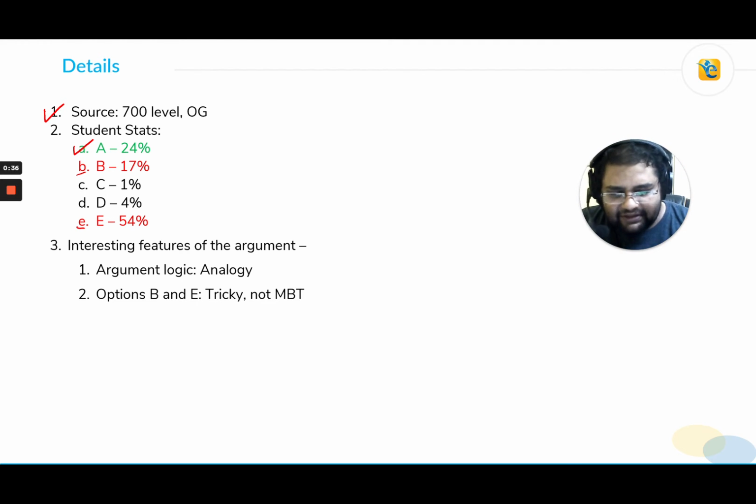Now, what makes this question very, very interesting and unique? It is the logic that's at play here. This particular question employs an analogy. It uses an analogy as part of its logic. What do I mean by that? You have read the question, so you can understand what I'm saying here.